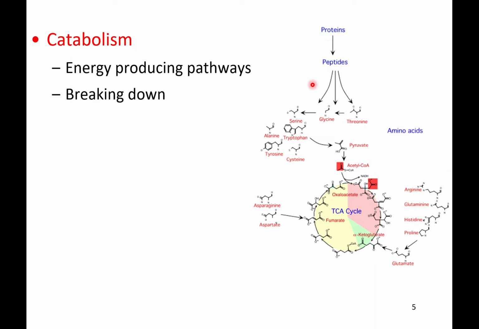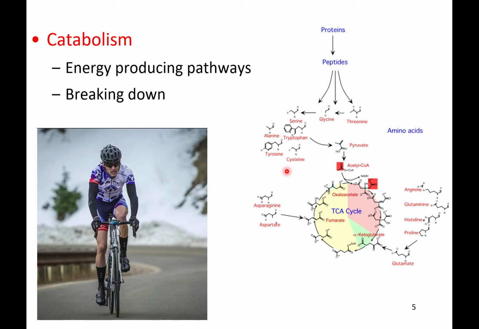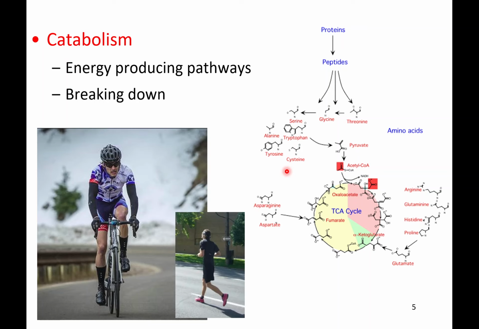You're taking more complex things and breaking them down to produce energy. Okay, and you can think of that as catabolic processes. You generally think of things like riding a bike or running. Those are things where you would be breaking things down to get energy out of.